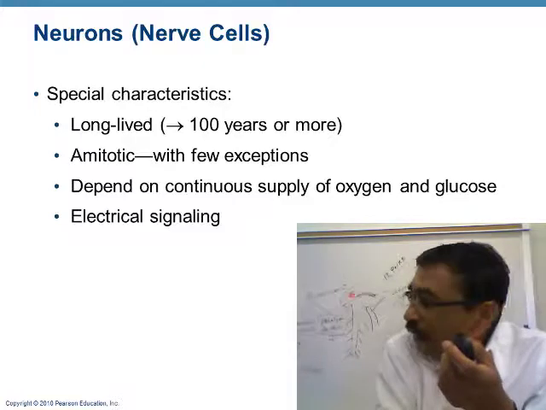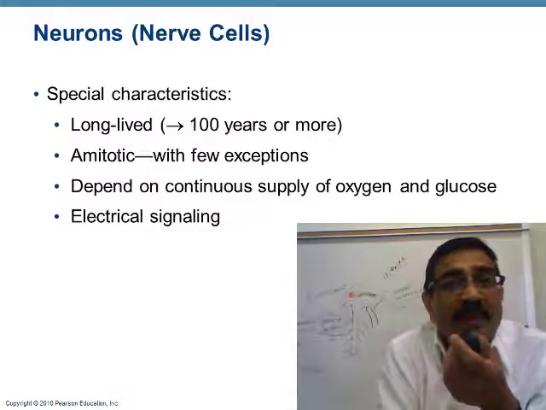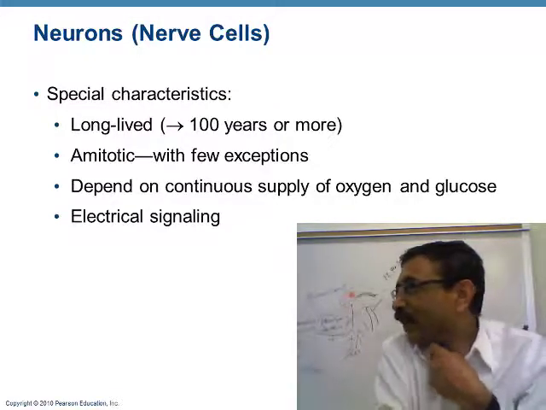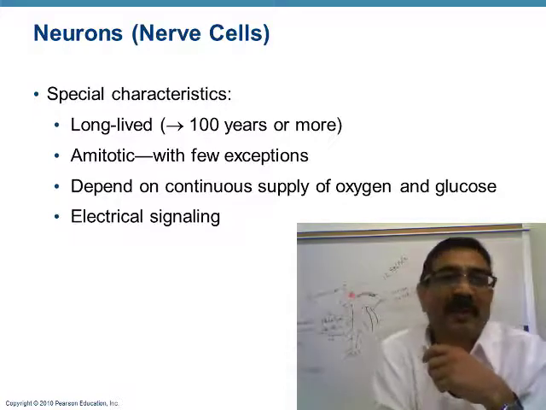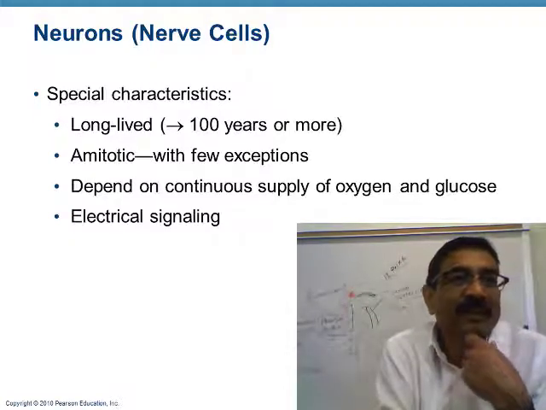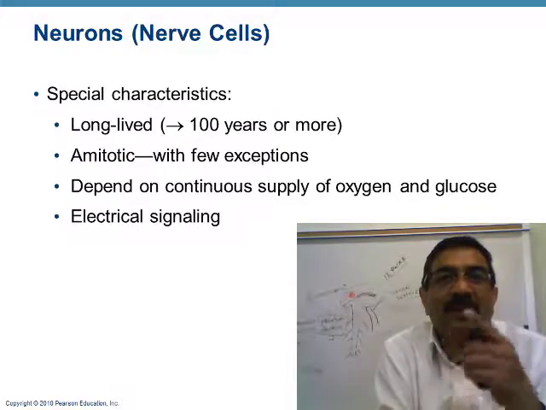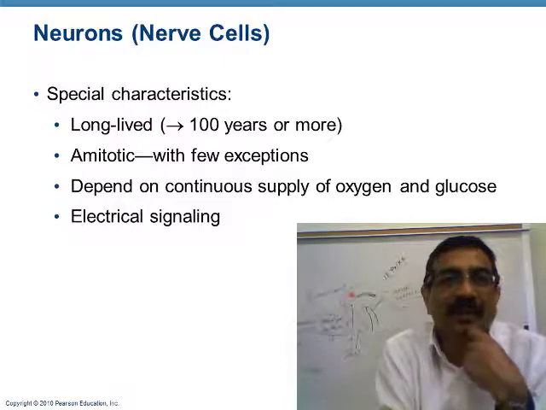Depend on continuous supply of oxygen and glucose. You all know that. If I stop the blood circulation to the brain in few minutes, the person will pass away, die, right? So, continuously your neural tissue or neurons need oxygen and glucose.